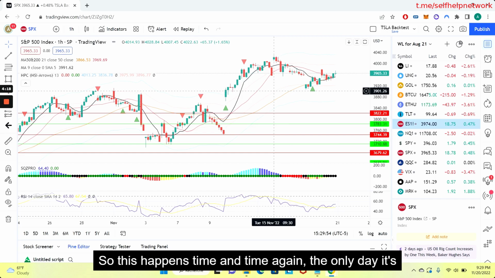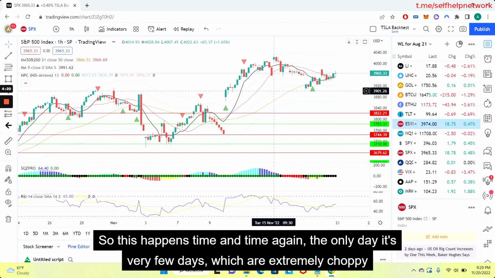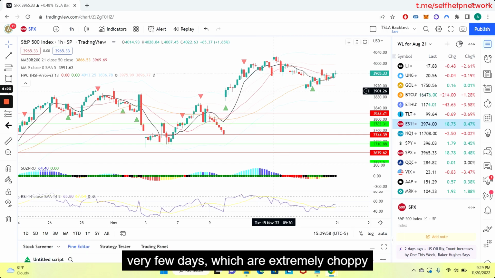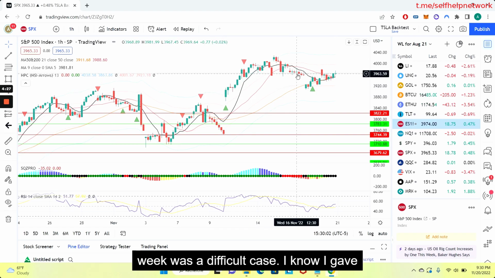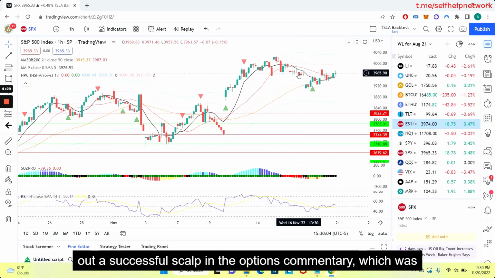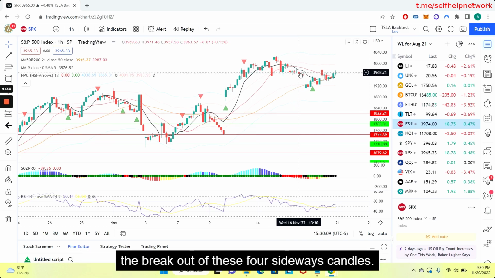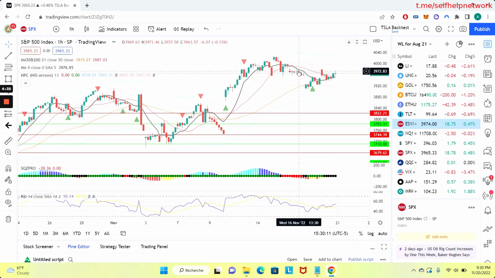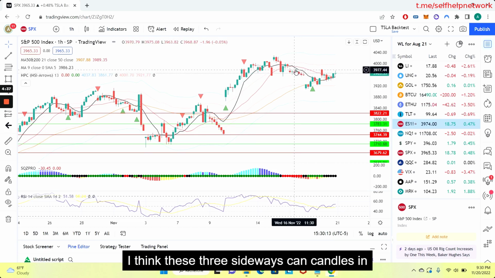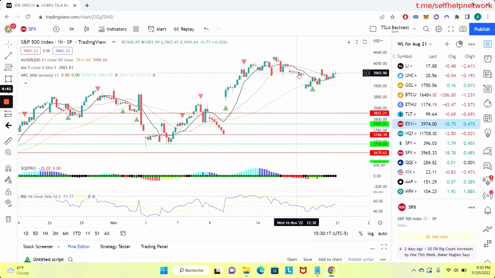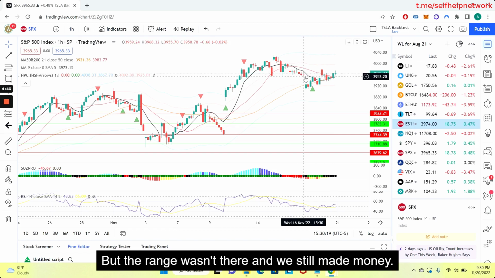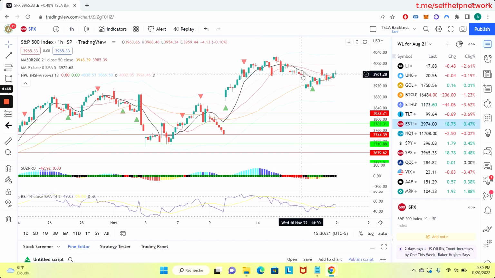So this happens time and time again. It's only on very few days, which are extremely choppy, that it doesn't happen. Wednesday of last week was a difficult case. I know I gave out a successful scalp in the options commentary, which was the breakout of these 3 or 4 sideways candles. I suggested a break above this followed by a break below it. But the range wasn't there and we still made money.